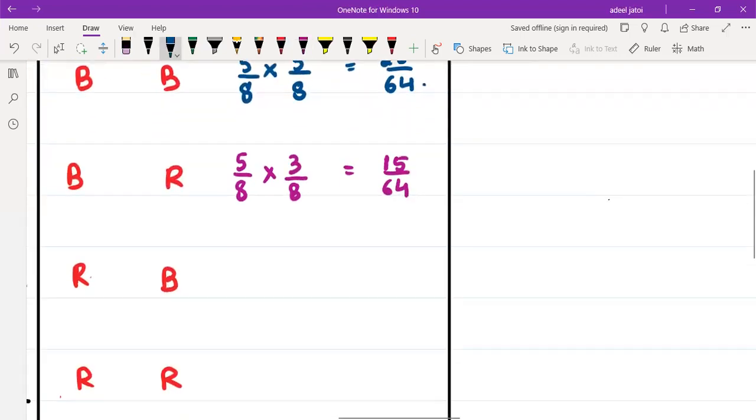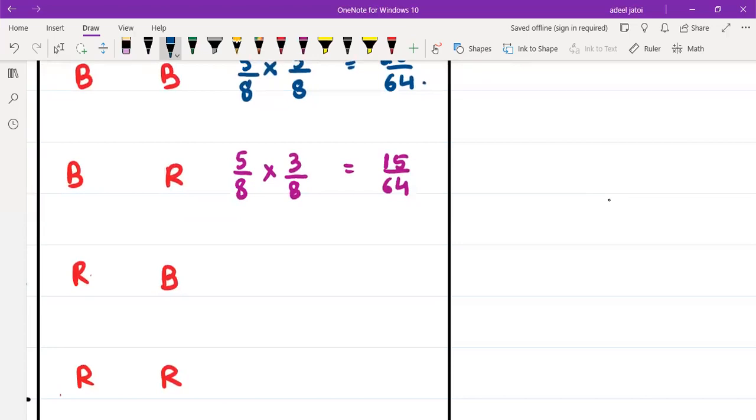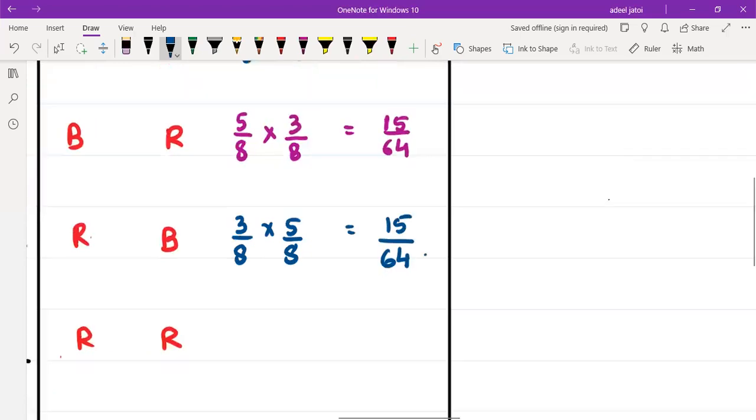Similarly, if I say first is red, so red will be 3 upon 8 into 5 upon 8. Because for one red, you have 3 red out of how many? 8 balls. For one black, you have 5 black balls out of how many? 8. So this should be 15 upon 64.